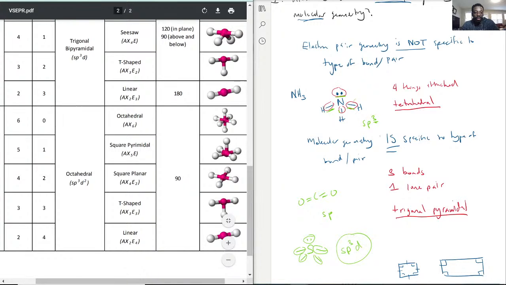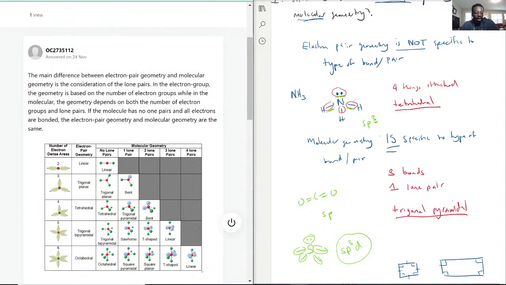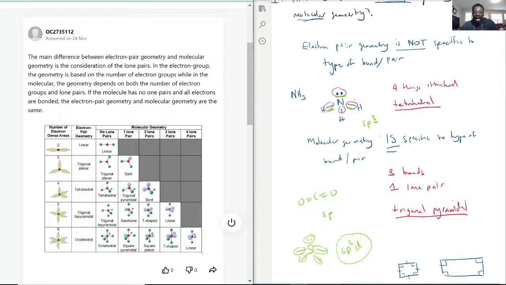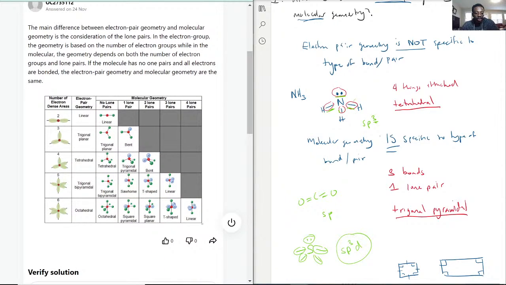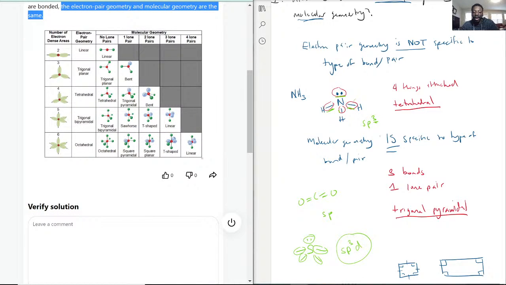Okay? So, with that, the main difference, as I said, is consideration of lone pairs, when they actually look at the type of bond or pairs. If the molecule has no lone pairs, all electrons are bonded, and the electron pair geometry and molecular geometry are the same. That is a key part that we just described. But as soon as you start throwing in lone pairs, the shape changes drastically, because these lone pairs push everything to the side, and it typically ruins the shape it was going for without lone pairs.